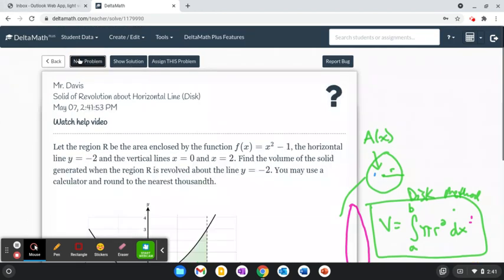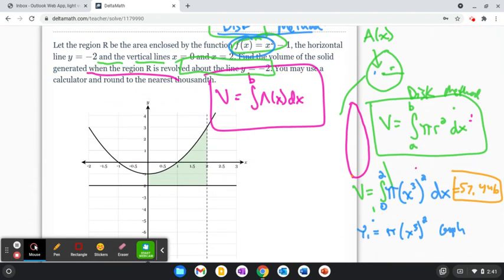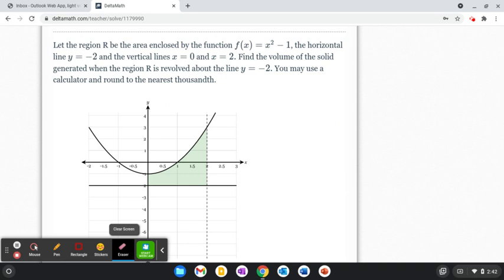All right, let's look at another one. This one looks like it might be a bit more challenging because it's not revolved around the x-axis. It's actually revolved around a y value. So here's where it gets a bit challenging. We've still got the same deal: this is our area, and this is around the line y equals -2.